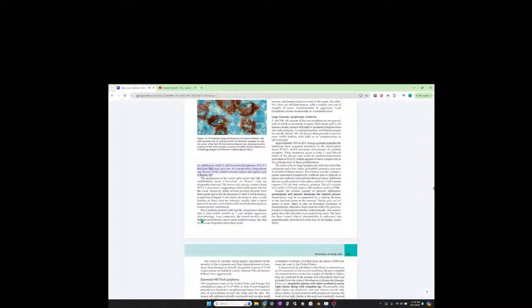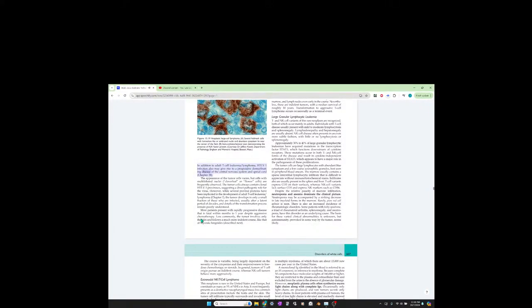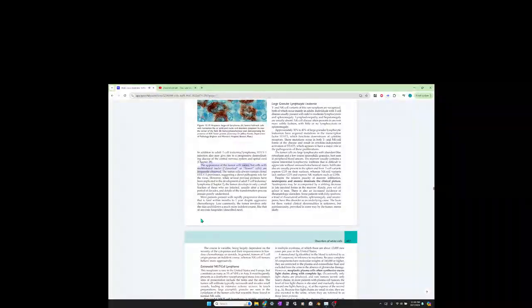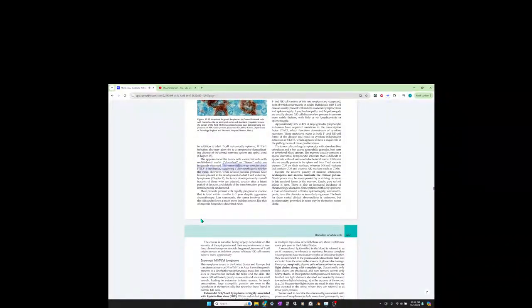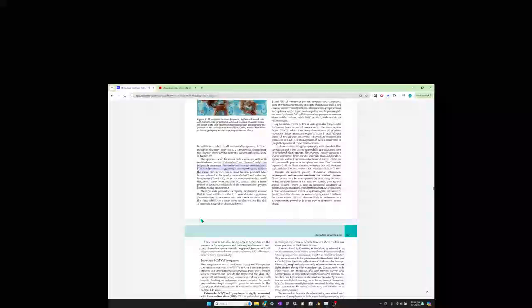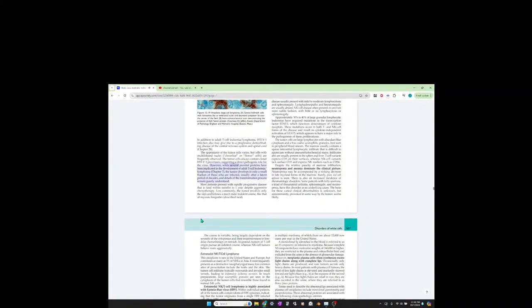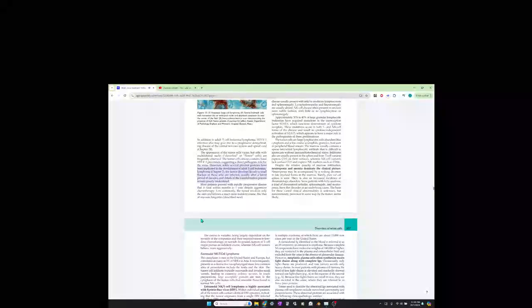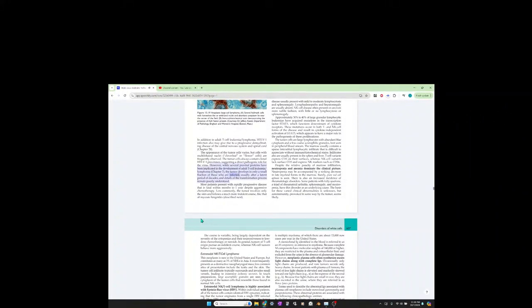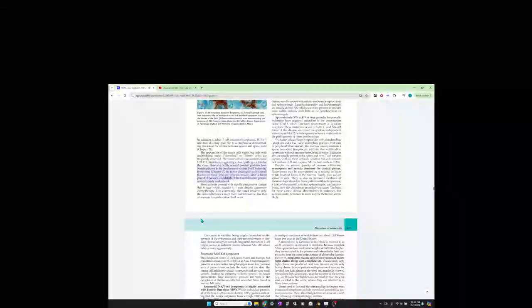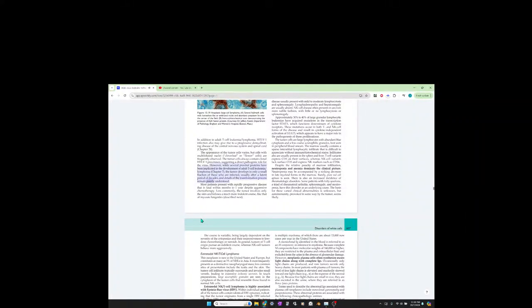HTLV-1 infection also may give rise to a progressive demyelinating disease of the central nervous system and spinal cord. The appearance of the tumor cells varies, but cells with multilobated nuclei are frequently observed. The tumor cells always contain clonal HTLV-1 proviruses, suggesting a direct pathogenic role for the virus. However, while several proviral proteins have been implicated in the development of adult T-cell leukemia lymphoma, the tumor develops in only a small fraction of those who are infected, usually after a latent period of decades, and details of the transformation process remain poorly understood.